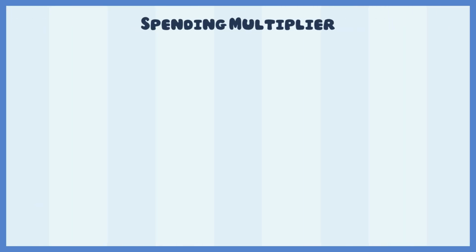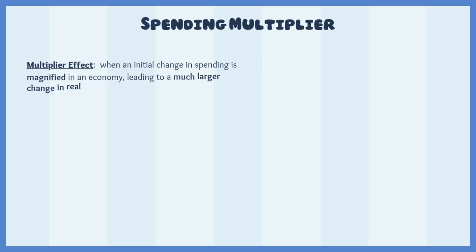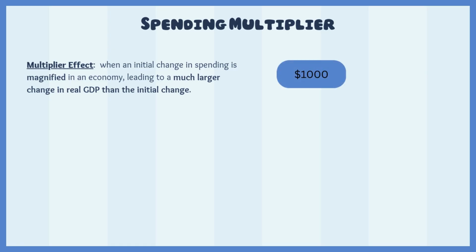Using our knowledge of marginal propensities to save and consume, we can begin discussing the spending multiplier. But first you need to know about the multiplier effect that occurs when an initial change in spending is magnified in an economy, leading to a much larger change in real GDP than the initial change. For example, let's say a business increased investment in robots by $1,000 and the marginal propensity to consume in the entire economy is 0.8 and the marginal propensity to save is 0.2.